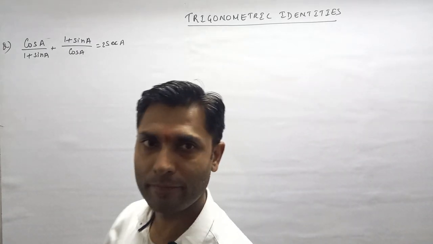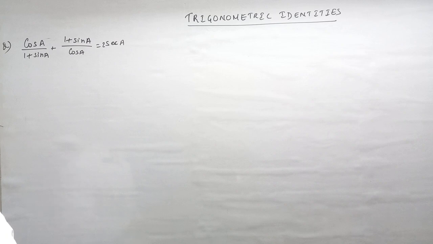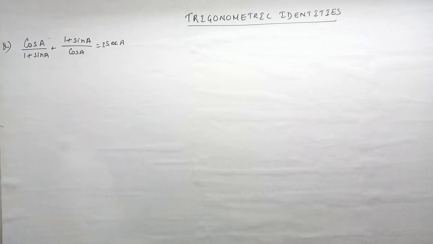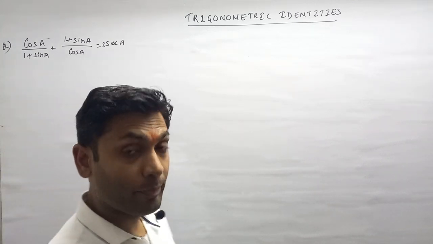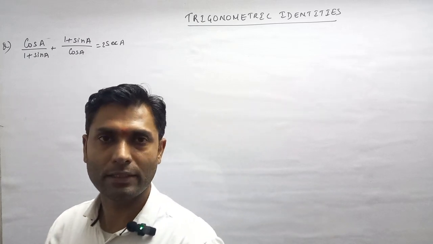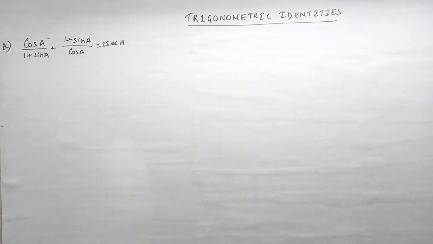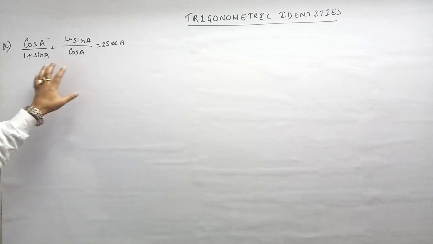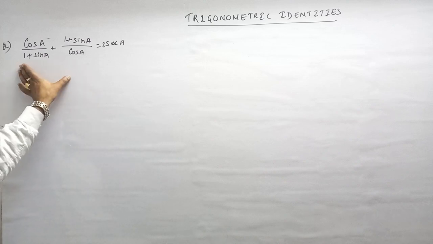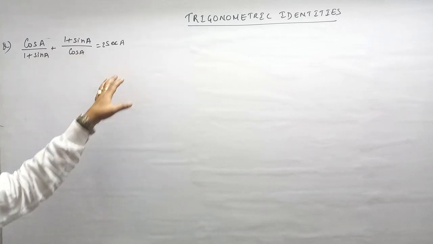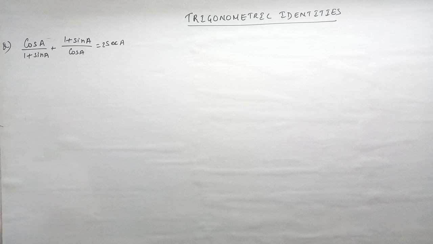Hello students. Today we'll continue the topic trigonometric identities. If you remember, in the last class I explained how to derive the trigonometric identities from the Pythagoras theorem, right? So today we'll be using these identities to solve problems. In these identities, we need to prove that the left hand side and the right hand side are equal to each other, right? So let's begin.